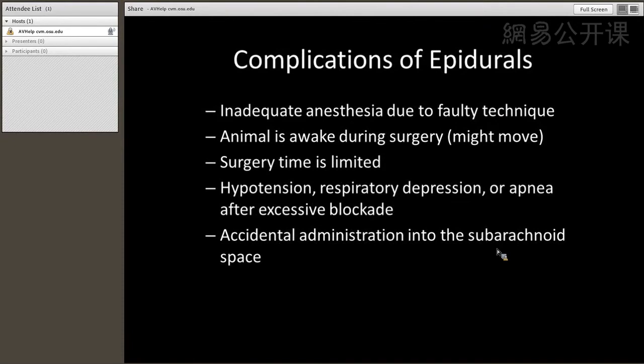So some complications of epidurals are that you could get inadequate anesthesia due to faulty technique. You weren't where you thought you were. The animal, if you're going to do this in an awake patient, could be awake during surgery, so they could potentially still move, at least on their front end. Your surgery time will be a little bit limited if you're going to do this in an awake patient. You can get hypotension, respiratory depression, or apnea if you use a huge dose of local anesthetic, or if you get excessive blockade through doing a spinal. And if you do accidental administration into the subarachnoid space, in some patients, you could potentially increase intracranial pressure.